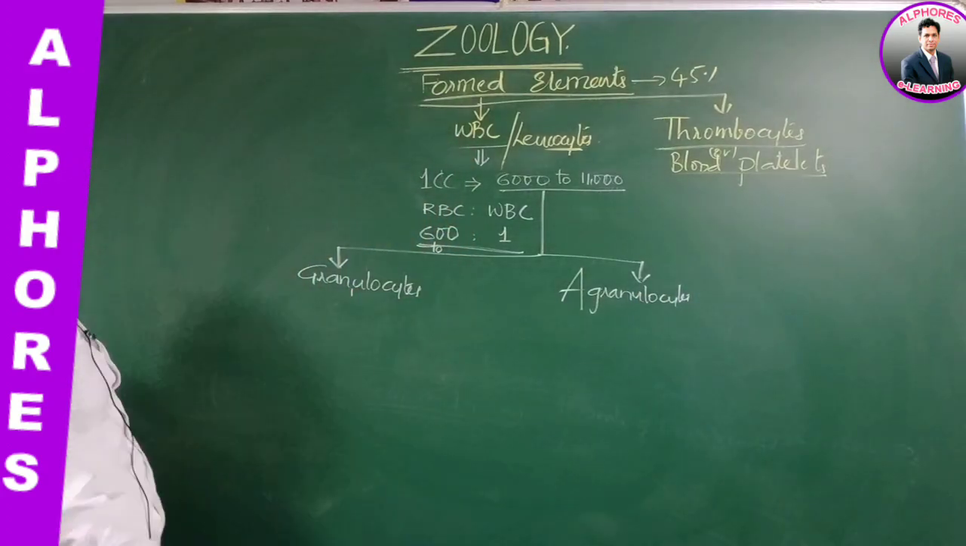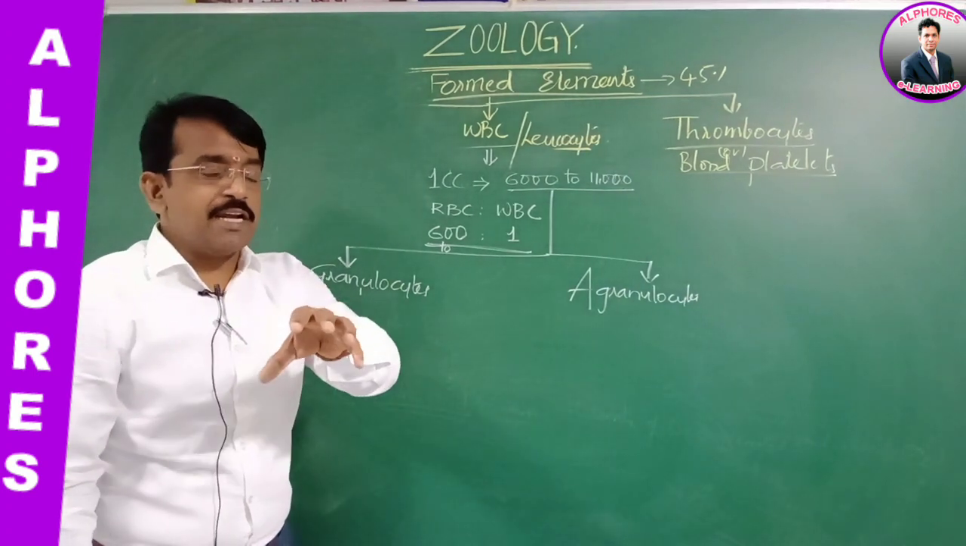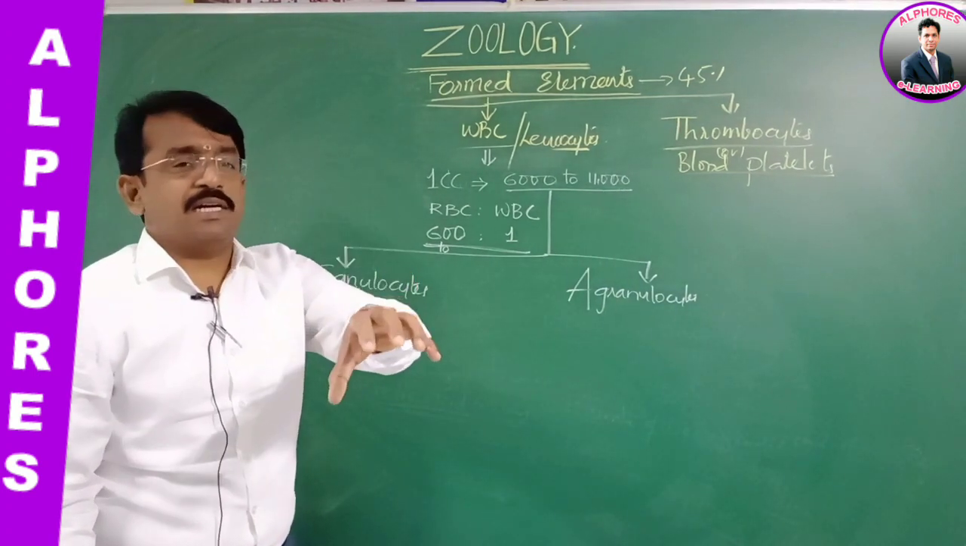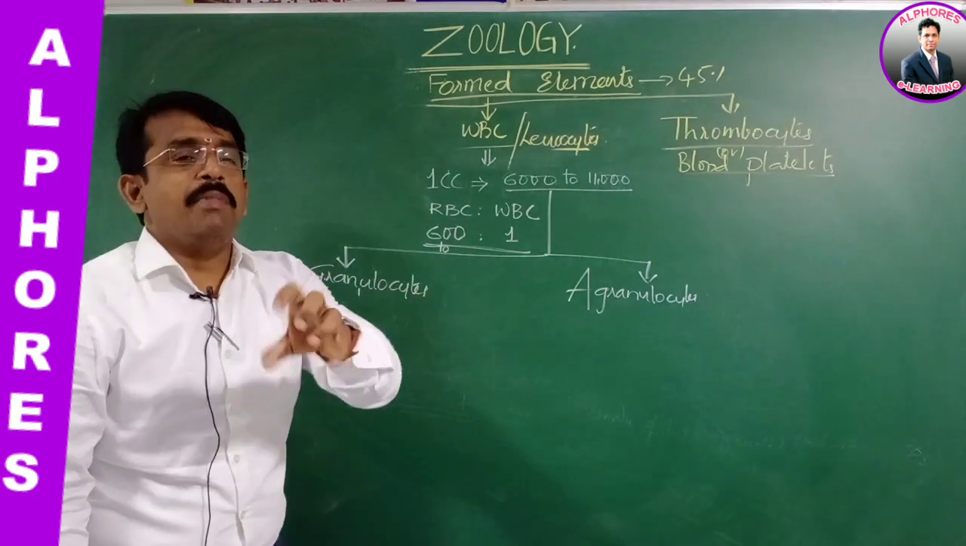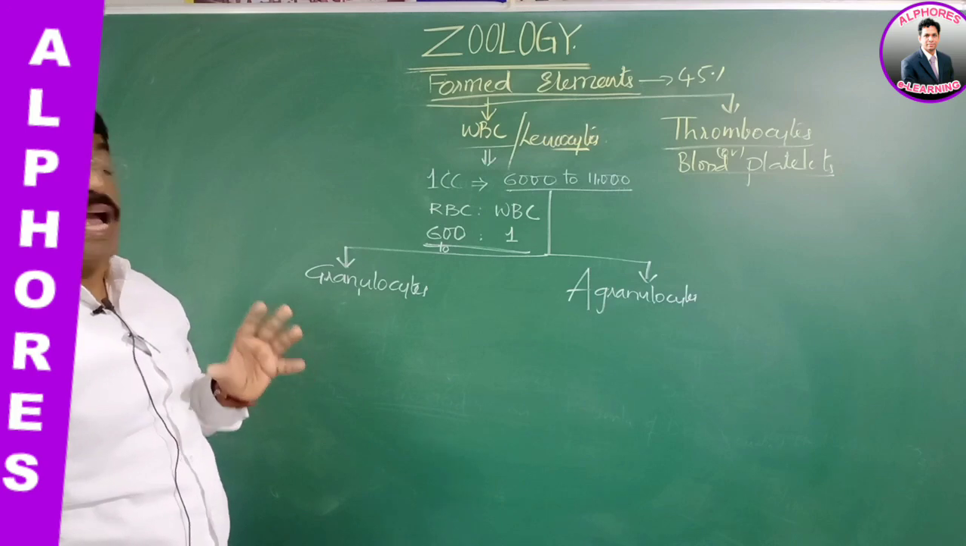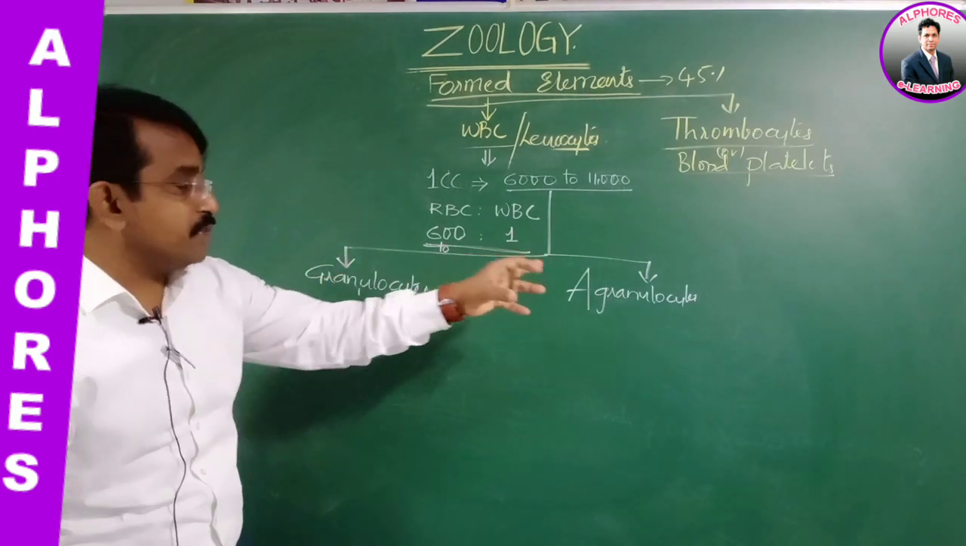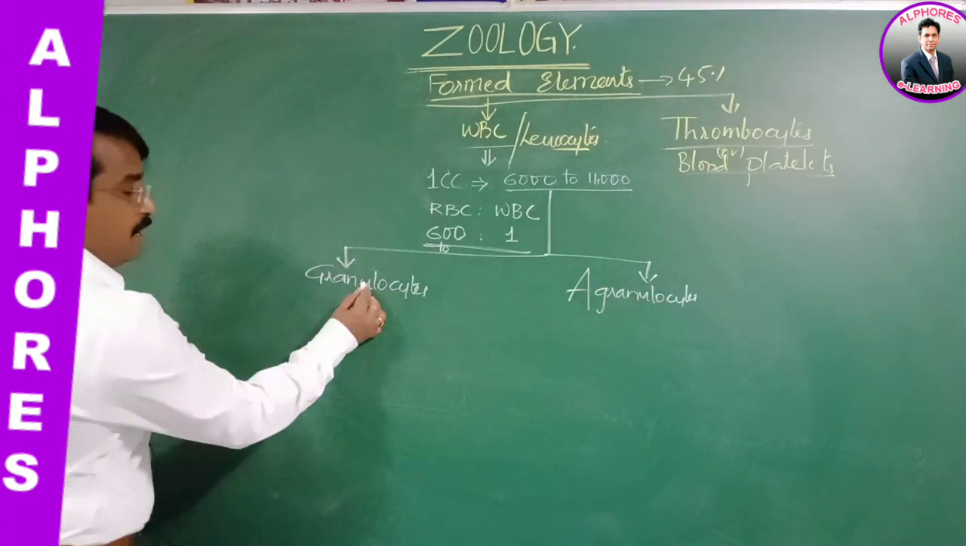Granulocytes are the ones that have specific granules, and these granules stain color to either acidic, basic, and neutral dyes. That's why they are named granulocytes. The WBCs that are with granules are granulocytes, and those without granules are agranulocytes.